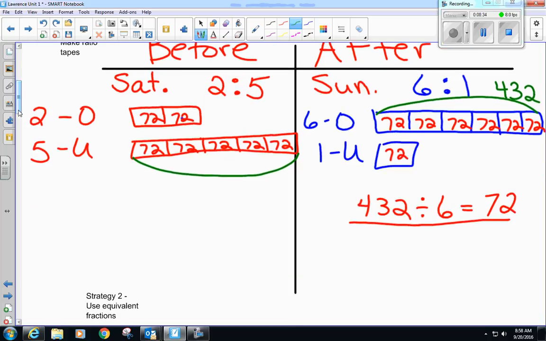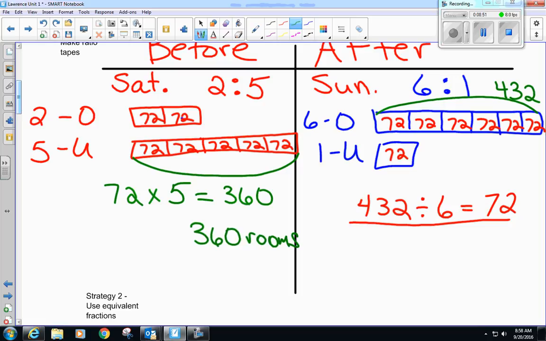So again, just like I just showed you, you can use a calculator if you want, but you still have to write that down. It's 360, by the way. So 360 rooms. If you choose to use a calculator, you got to write that whole equation down. You got to tell me how you got that 360. It doesn't just appear out of nowhere.